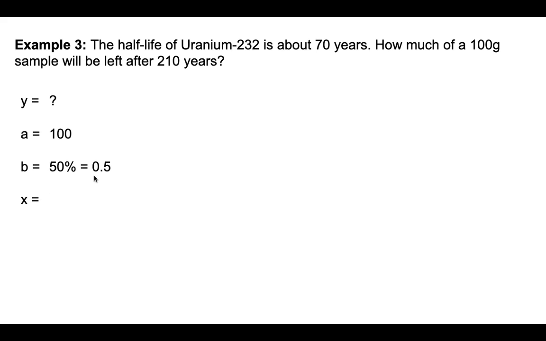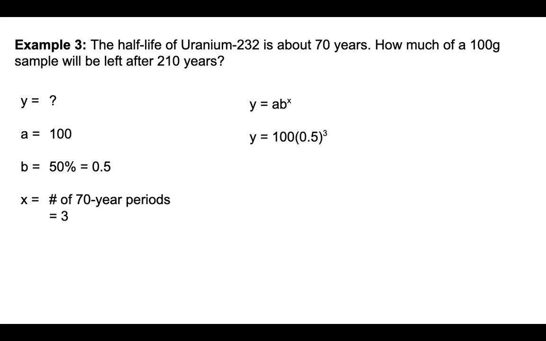And now X is the number of 70-year periods. Okay, because after 70 years, it goes down by half. But after 210 years, you have to figure out how many 70-year periods there are. So 210 divided by 70 gives us 3 periods. Okay, so we have A is 100, B is 0.5, and X is 3. So now we can put those into our equation.